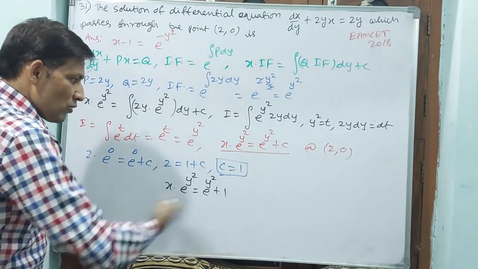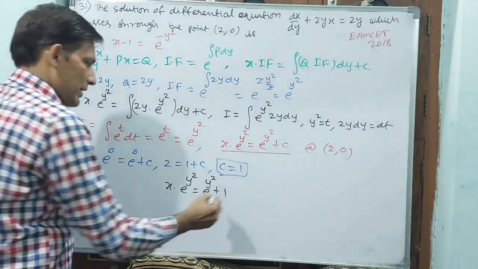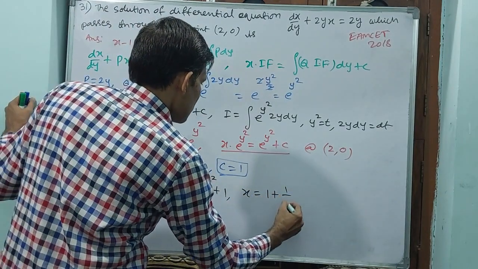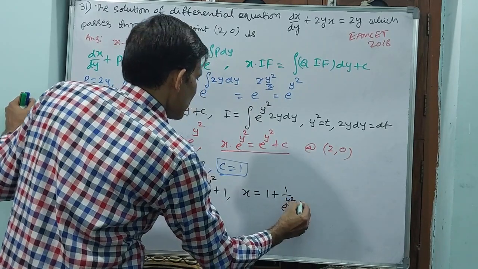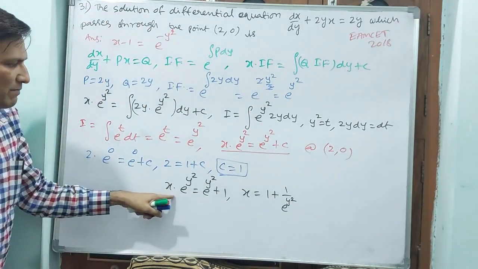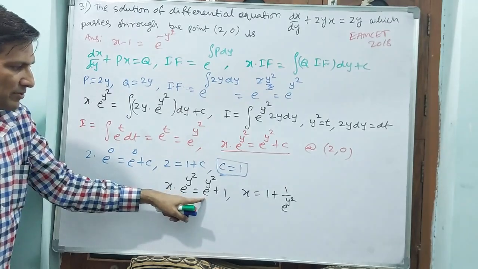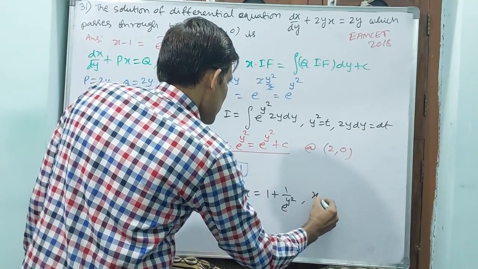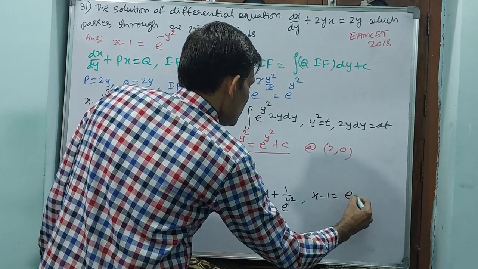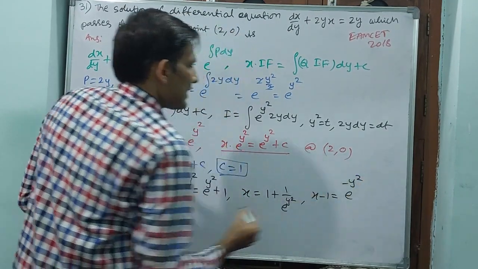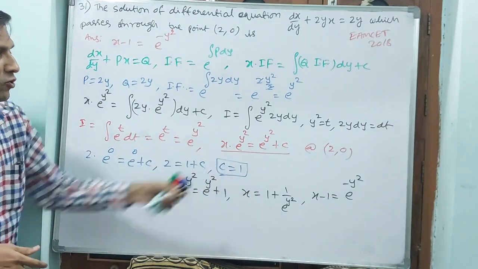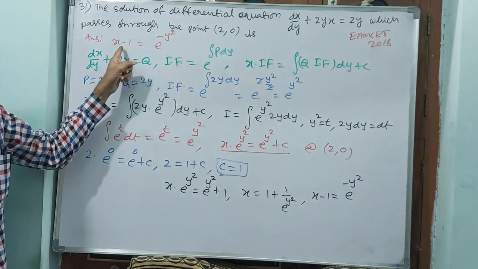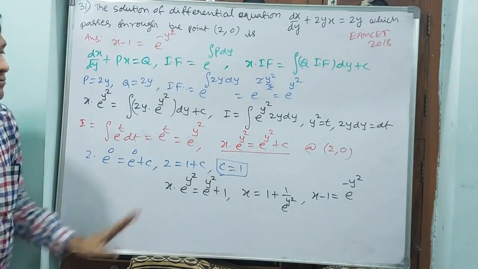Now divide both sides by e power y square. X is equal to 1 plus 1 by e power y square. Then x minus 1 is equal to 1 by e power y square, which is e power minus y square, because moving it to the numerator a minus comes. I have sent the 1 to this side. Is this the answer? You see, x minus 1 is equal to e power minus y square.